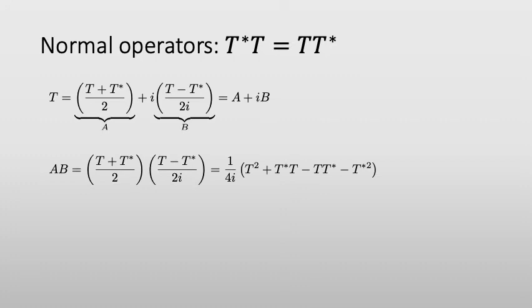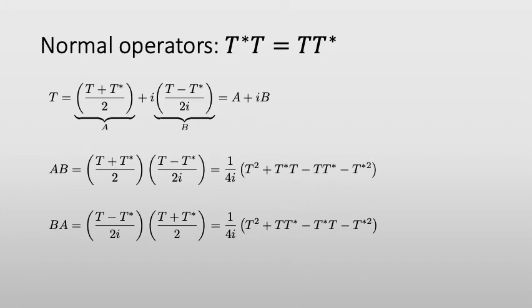The two self-adjoint operators commute. To see this, we compute AB, and compare that with BA. Because T is normal, TT star commutes with T star T, so the middle terms vanish. Therefore, AB equals BA.